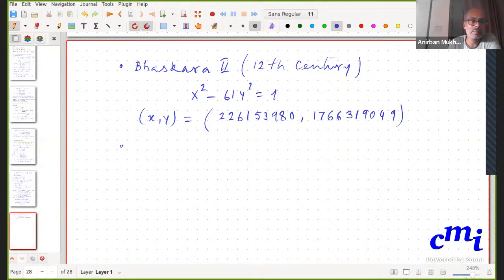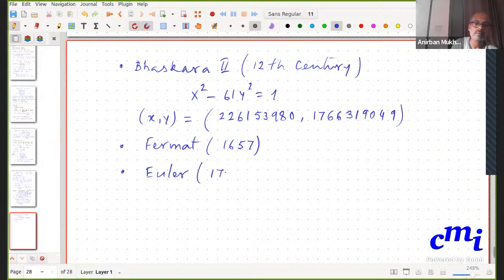And then the next person I would mention is Fermat, very famous for Fermat's last theorem. So that is 1657. He wrote down some Pell's equation in a systematic way, followed by Euler, who made it even more systematic. 1770.